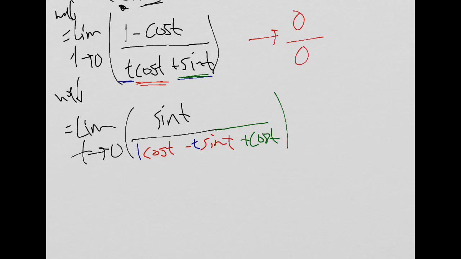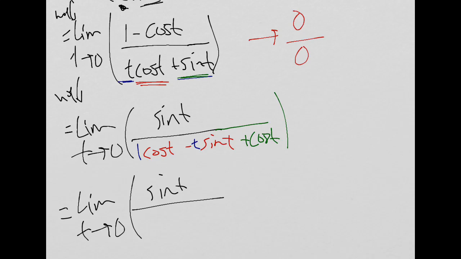So you should see here that this is equal to the limit as t approaches 0. I'm not doing L'Hopital's rule here, just collecting parts of my fractions. I get a sine t in the top over, I have 2 cosine t's, this one and this one, and then I have a minus t sine t. Now it's collected. I want to try and plug in t equals 0 again.